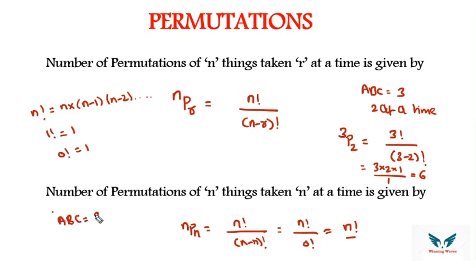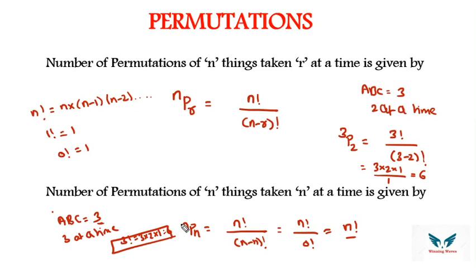Previously we have taken A, B, C, 3 elements. So let us take 3 at a time, n. So what is the value of n? 3 factorial. So 3 factorial means 3 into 2 into 1, which is nothing but 6. So this is the basic concept behind the permutations.